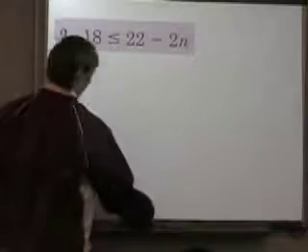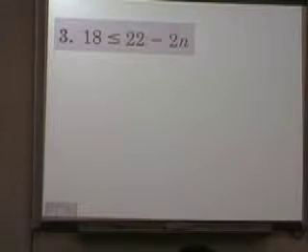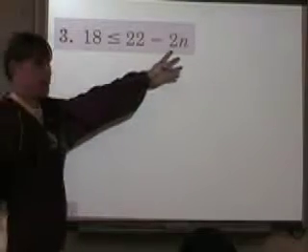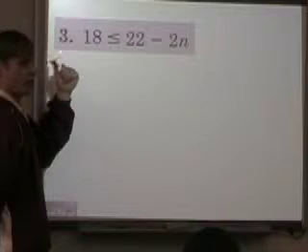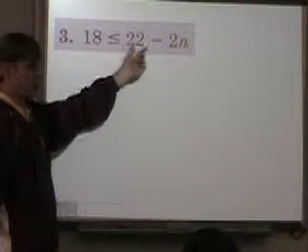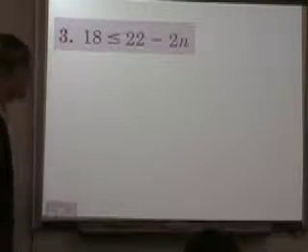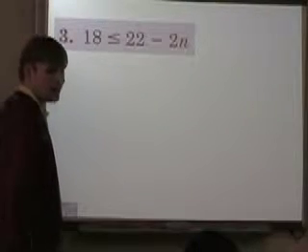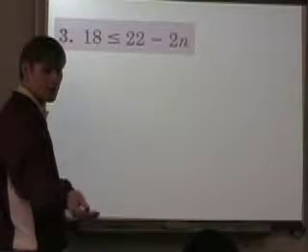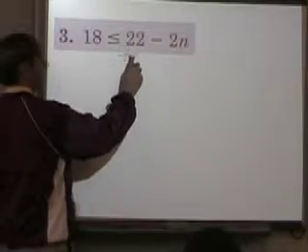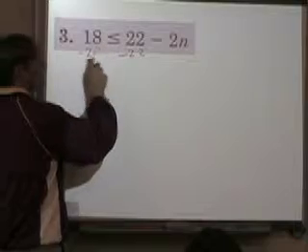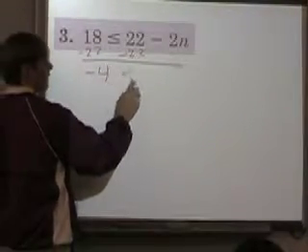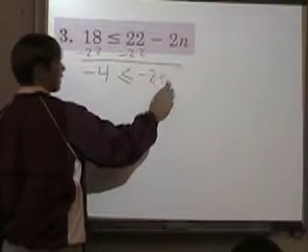Alright, let's try this. We've got 18 is less than or equal to 22 minus 2n. Now, we can't move the 2n over here because that won't help us. We got to move the like term with 18. What is it? 22. Now, is 22 positive or negative? Positive. So what do you have to do? Subtract. Not add, you just said it's positive. What's the opposite of that? Negative. Subtract 22 on both sides. So you've got 18 minus 22 is -4, is less than or equal to -2n.